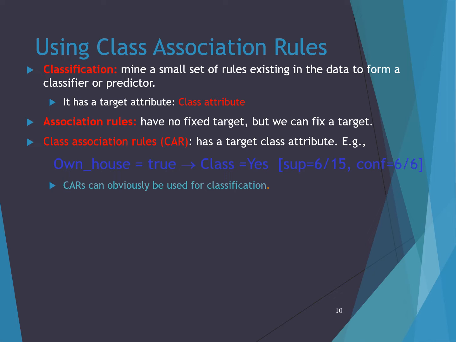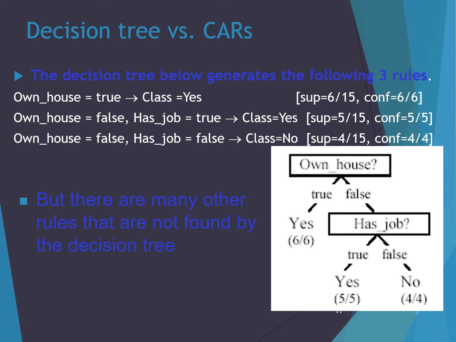Association rules have no fixed target, but we can fix a target using class association rules, which have a target class attribute. For example, as given here, where own house is assigned true, it gives the class as yes with a support of 6/15 and a confidence of 6/6. So class association rules can obviously be used for classification.